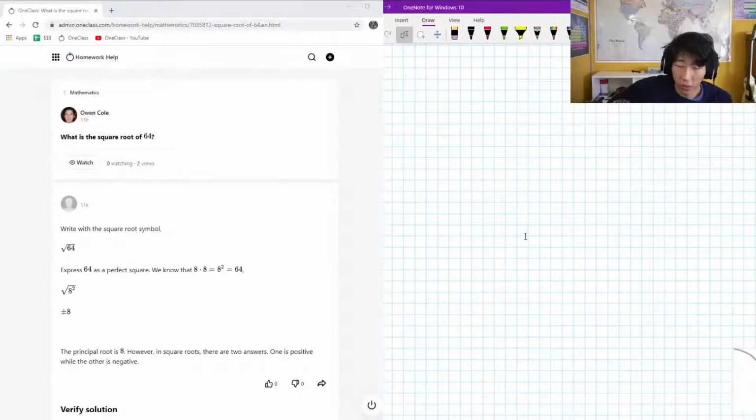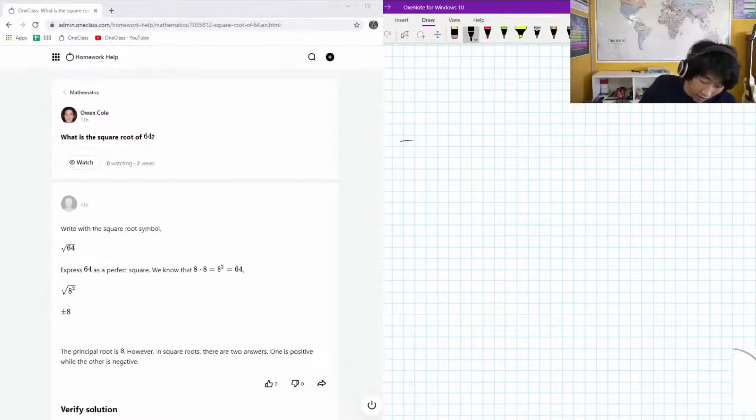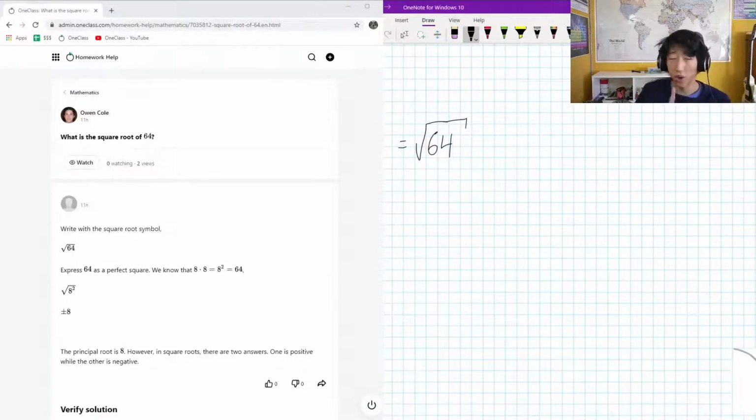Cool, so here we have the next question on the menu today, and it is asking us, what is the square root of 64? Okay, let's write that out in a mathematical equation sense. So what is equal to the square root of 64? Essentially, we're just trying to figure out what multiplies by itself to get to 64.